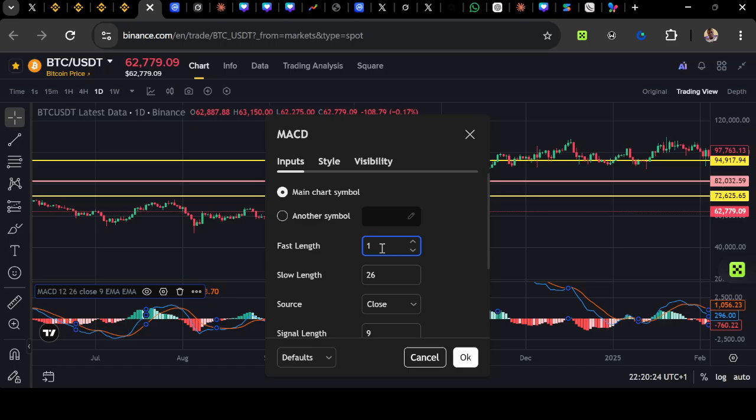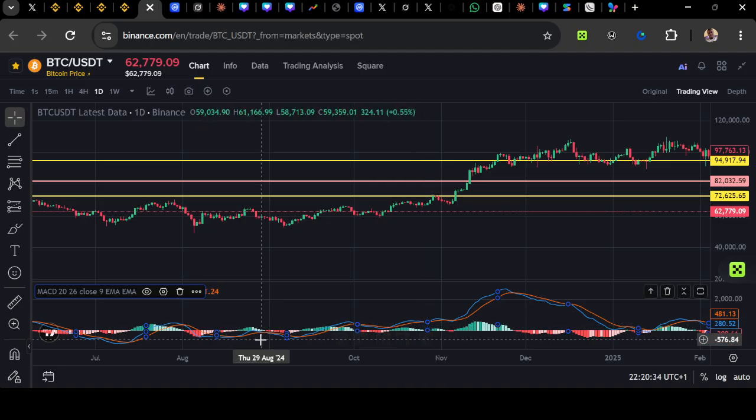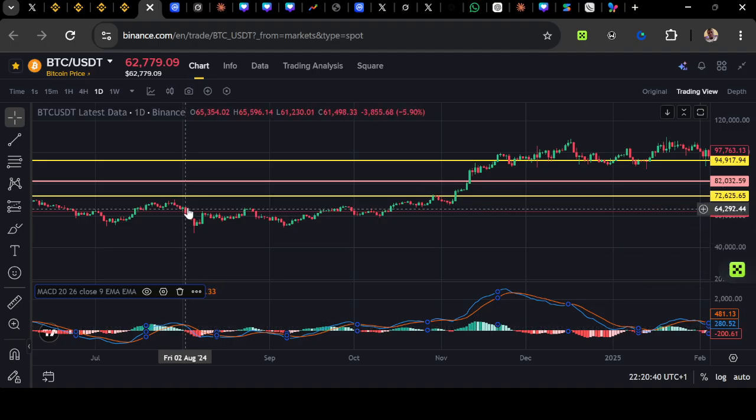So the moment you adjust this, let's say we adjust the fast length from 12 to something like 20. You discover that there will be a change. Just say okay. Now you see what happened. Your MACD has actually changed a bit, and you discover that the crossover happened here. When you use 20, the crossover happened there, as against when we use 12, when the crossover happened at an early stage. You understand?